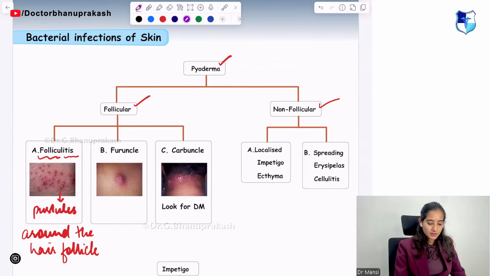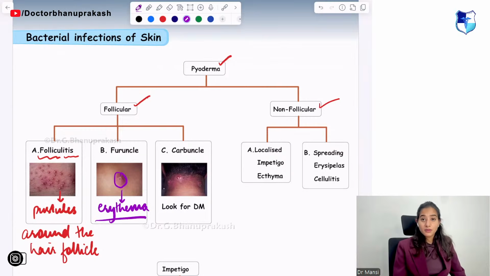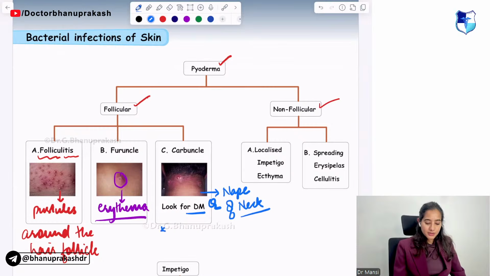Then we have furuncle, where you can appreciate the surrounding erythema. That is classical for furuncle. And then you have carbuncle. Look for a history of diabetes mellitus, and it is mostly found on the nape of the neck. What is happening in carbuncle is an involvement of multiple hair follicles.